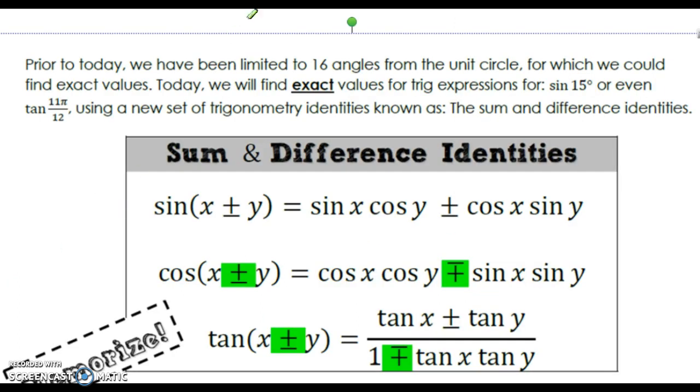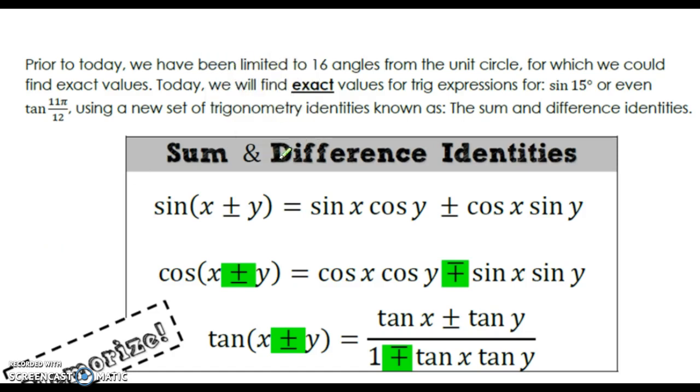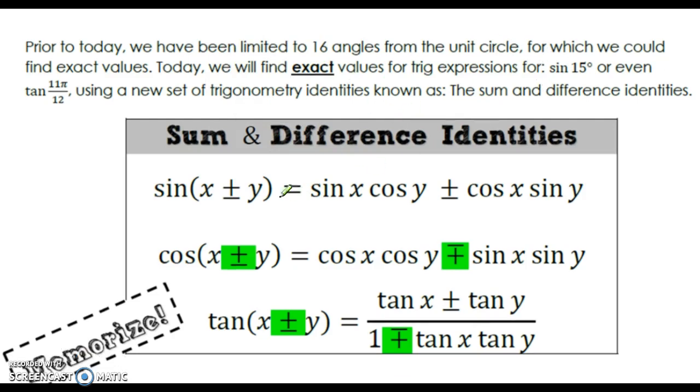Prior to today, we have only been able to memorize and find exact values of sine, cosine, and tangent for the 16 angles in our unit circle. Today, we're going to be able to use these sum and difference identities to add and subtract known angles from our unit circle to find things like sine of 15 degrees or tangent of 11 pi over 12. You could do 11 pi over 6, but not 11 pi over 12. These are our new identities.